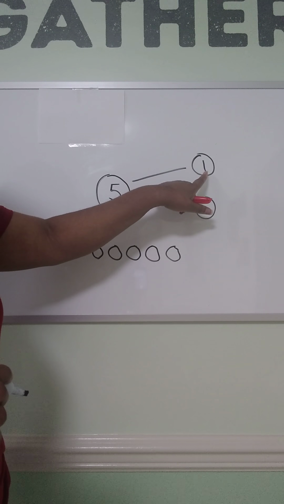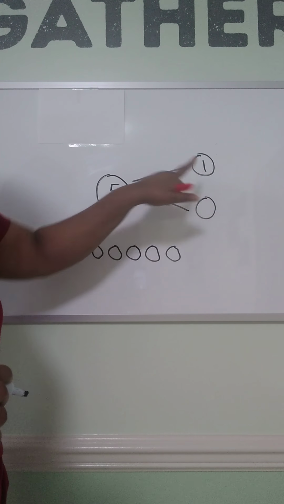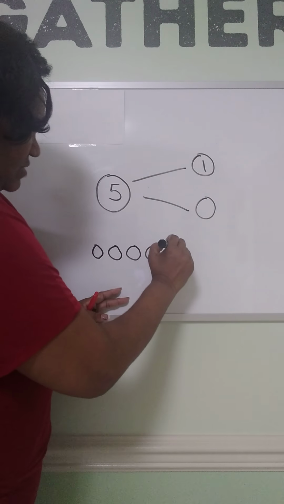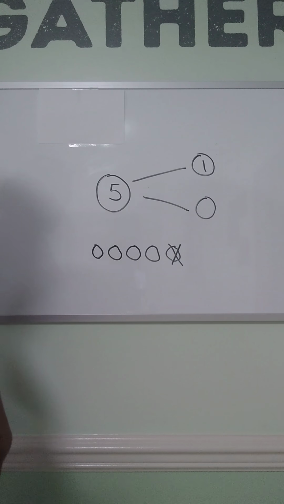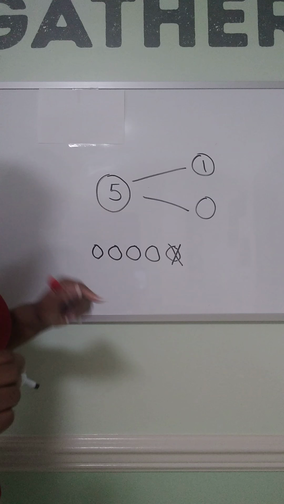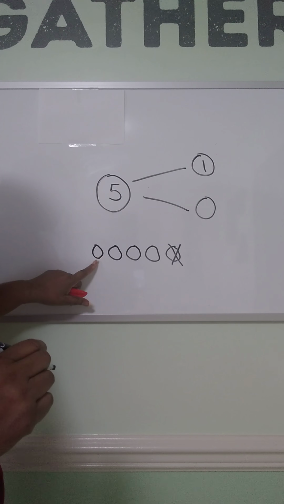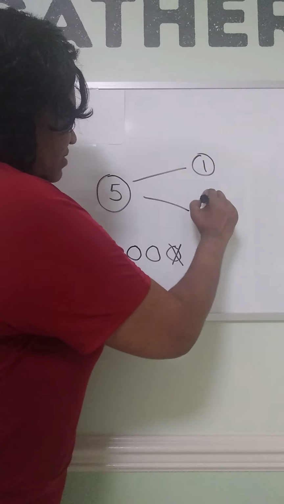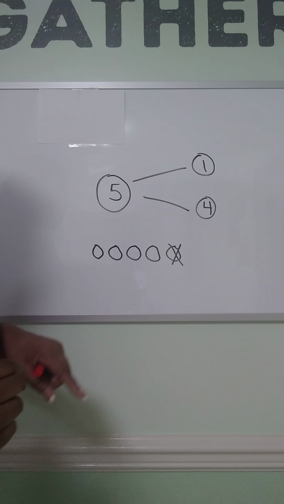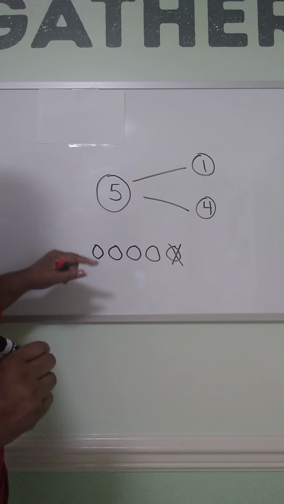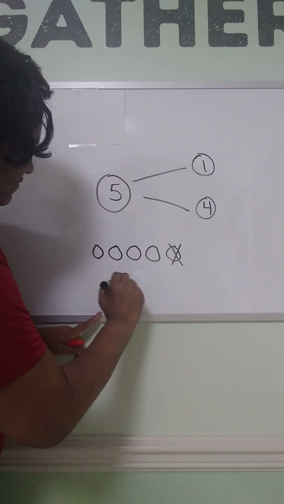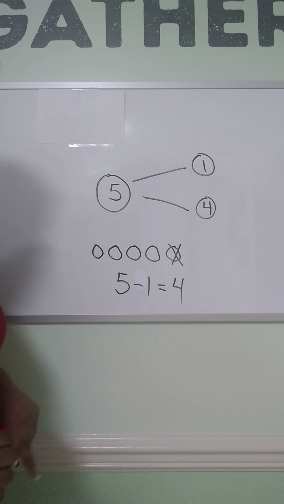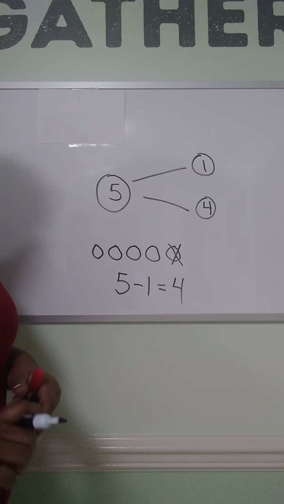Now it tells us to take away how many? 1. We're going to X out 1. Okay? We X'd out 1. So now let's see how many we have left. 1, 2, 3, 4. So we're going to put the number 4 here. So now our number bond is completed. It's 5 take away 1 equals 4. That's our number bond. Okay?